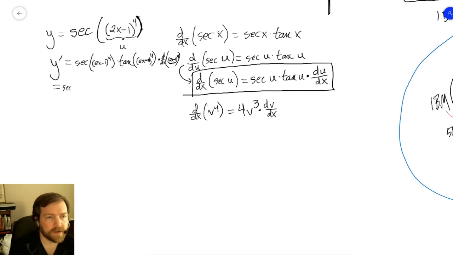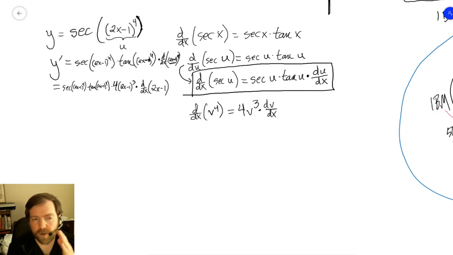Which is then going to be secant of 2x minus 1 to the 4th times the tangent of 2x minus 1 to the 4th times 4 times 2x minus 1 to the 3rd times, and now this is d dx of 2x minus 1. Well, 2x minus 1 is now a polynomial, so this makes it nice and easy. Take the derivative of 2x, you get 2. Take the derivative of negative 1, you get 0.